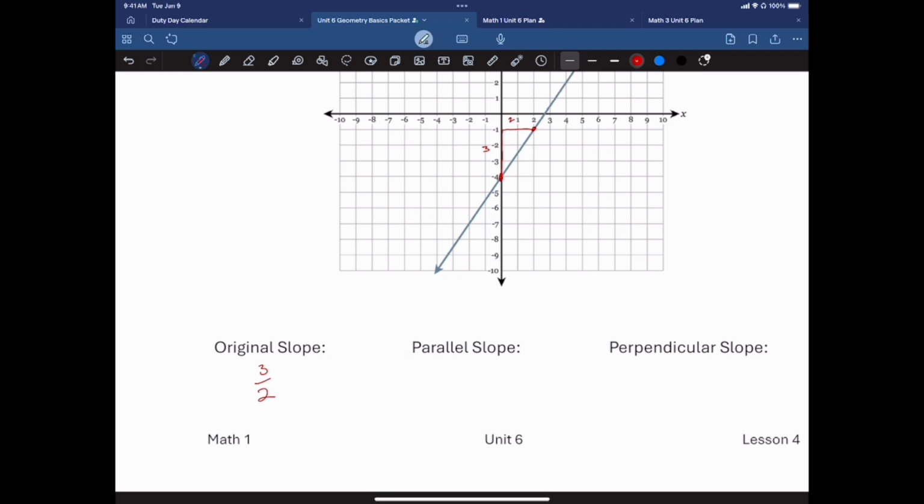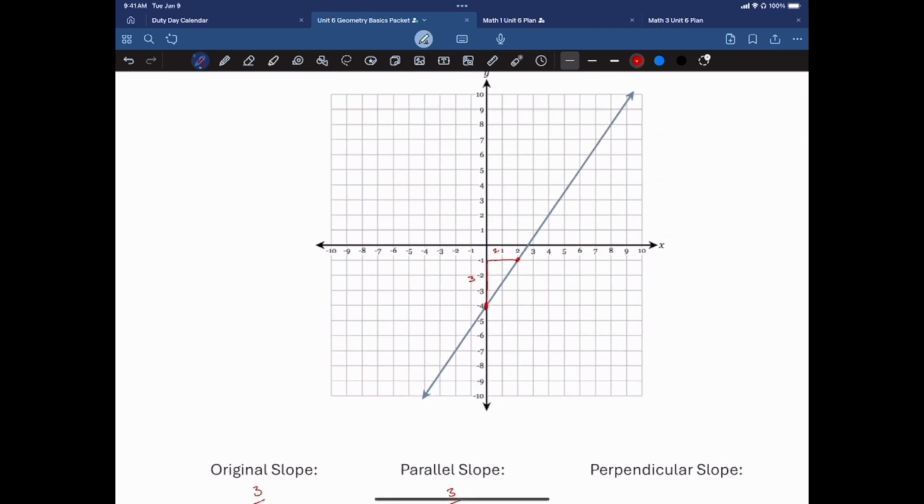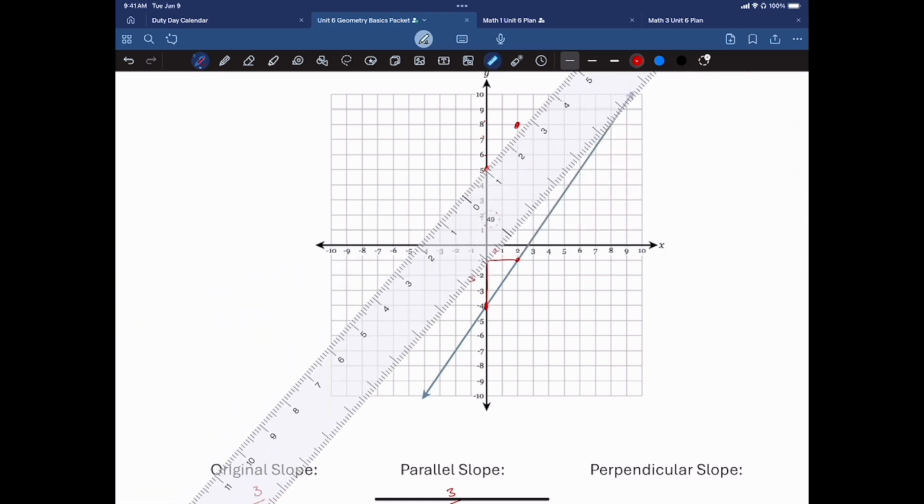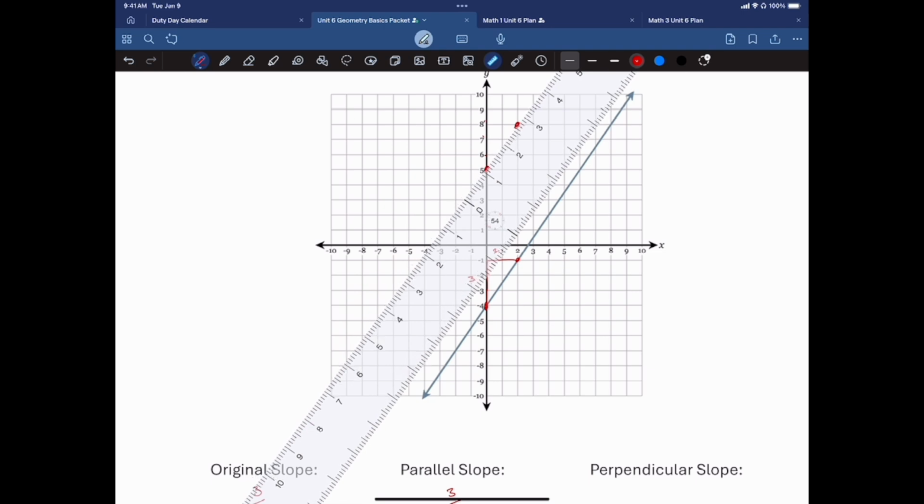My parallel, because again they're going to have the same slope, is just going to be 3 over 2. So I can draw a line anywhere. I can make my y-intercept 5, and then I just go up 1, 2, 3, and to the right 1, 2. Let's go ahead and use a ruler really quick. The parallel line would look something like this.